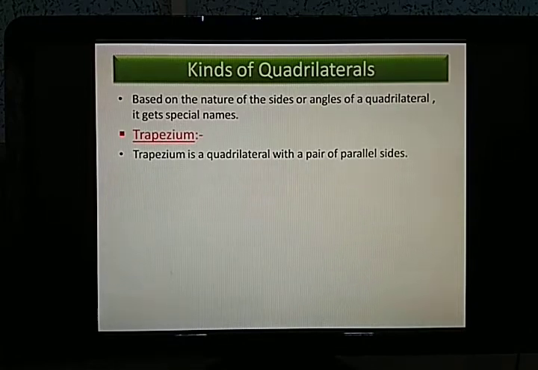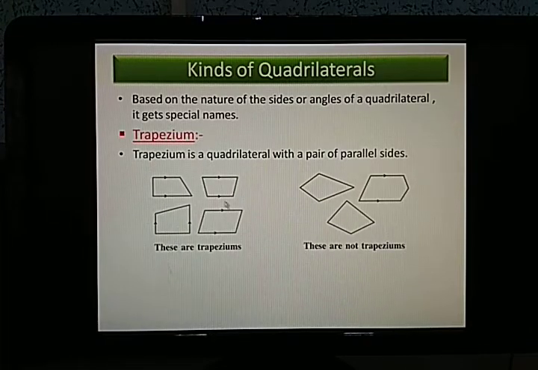Now only one pair of parallel sides is there and one pair of non-parallel sides. So let us see from the diagram. We can see these two sides are parallel, although these two sides are non-parallel. Similarly here also these two sides are parallel, here also two sides are parallel. So you can say when there is only one pair of parallel sides, it is a trapezium. Such type of quadrilateral is a trapezium.